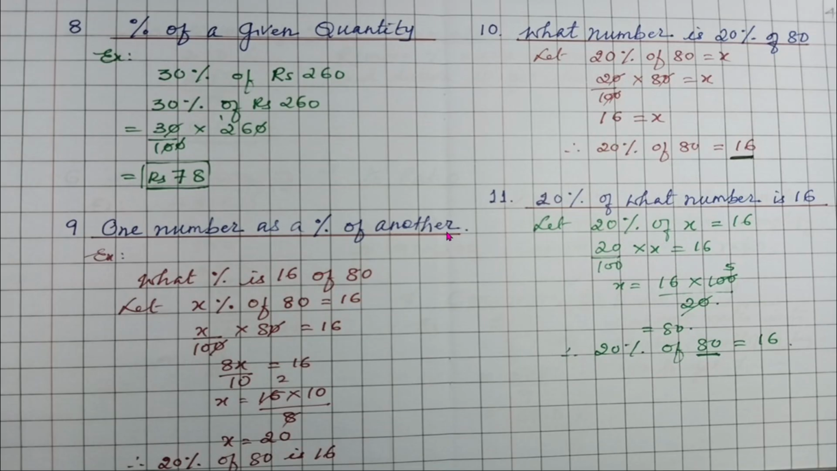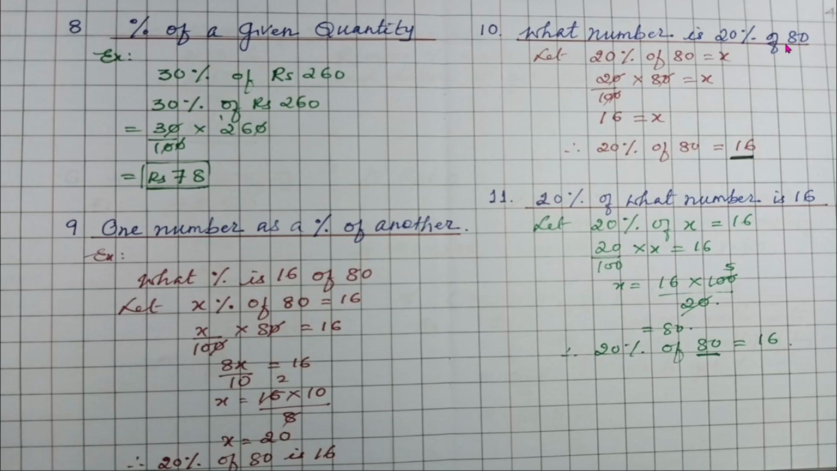One number as a percentage of another. The question is, what percent is 16 of 80? We do not know the percentage here. Let x percentage of 80 be 16. Then x percentage becomes x upon 100, of becomes multiplication, into 80 is equal to 16. So we can find the value of x by simplification. x is equal to 20. Therefore 20% of 80 is 16, and that is the procedure of finding what percentage of 80 is 16.